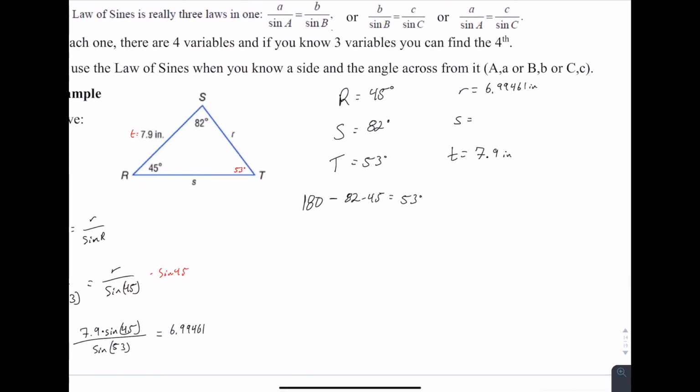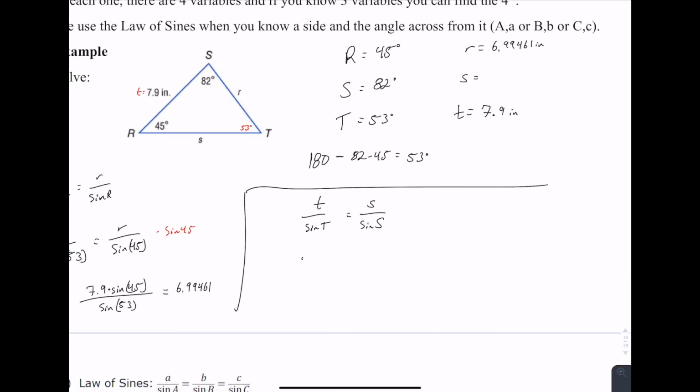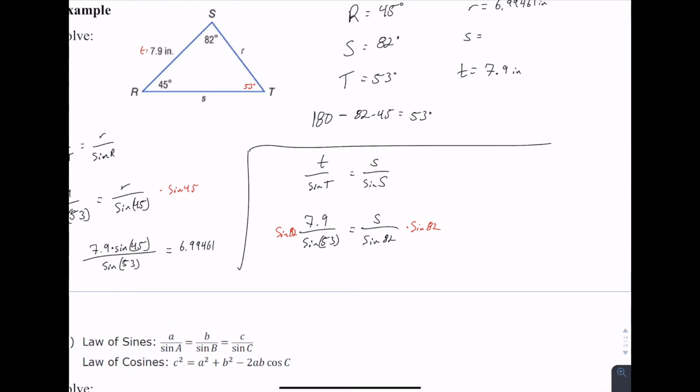Okay, now we do the same thing for s. Use any of the ones you want, just solve for s. So let me just box this off so we have some room. Let's use the one for t. So t over sine T equals s over sine capital S. So 7.9 over sine 53 equals s over sine 82. So, like we did before, multiply times sine 82 on both sides. Don't expect you to know sine 82 off the top of your head.